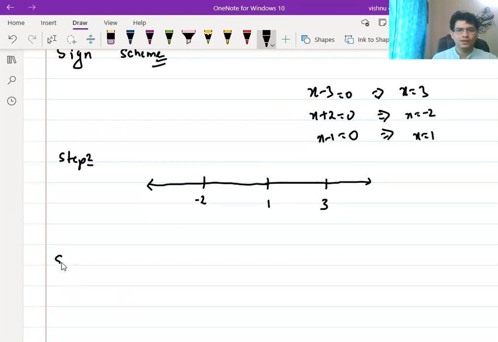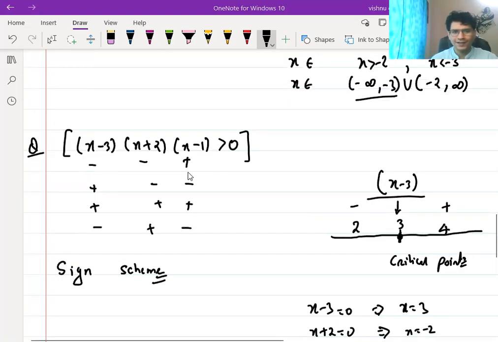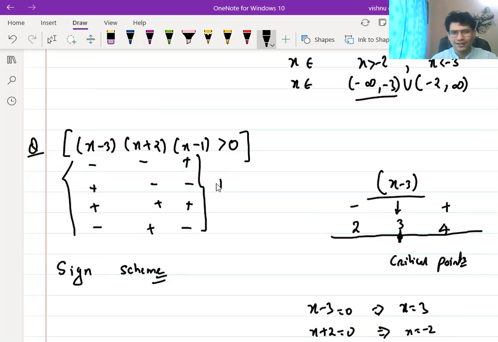Now step 3. Step 3 is actually very, very easy and intuitive. If you see this number line, tell me in how many parts the number line is divided. Trisha, tell me in how many parts this number line is divided. 4, correct. 4 parts. Very good. Now, if you see this, how many cases we had? Tell me. 4, no? Yes or no?